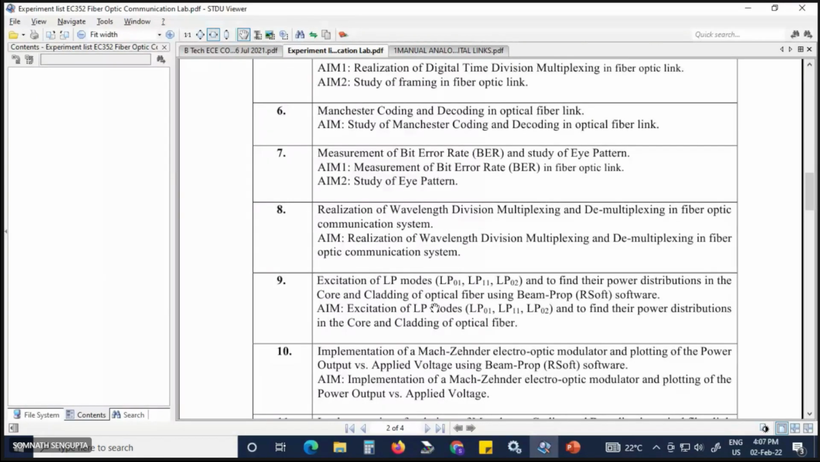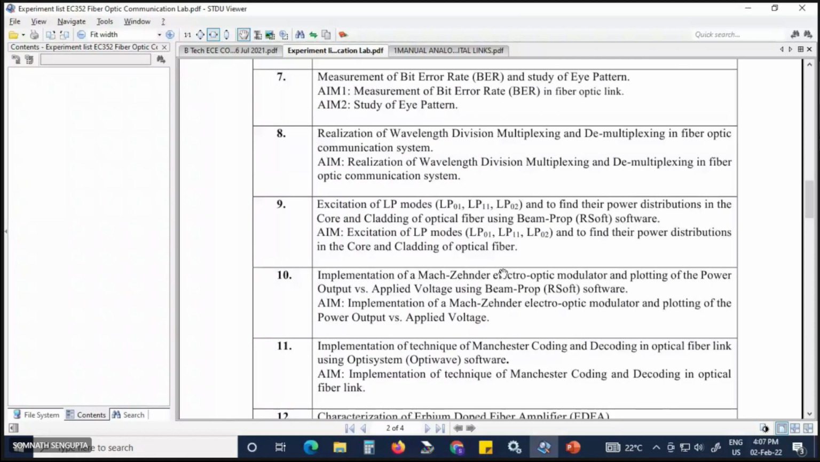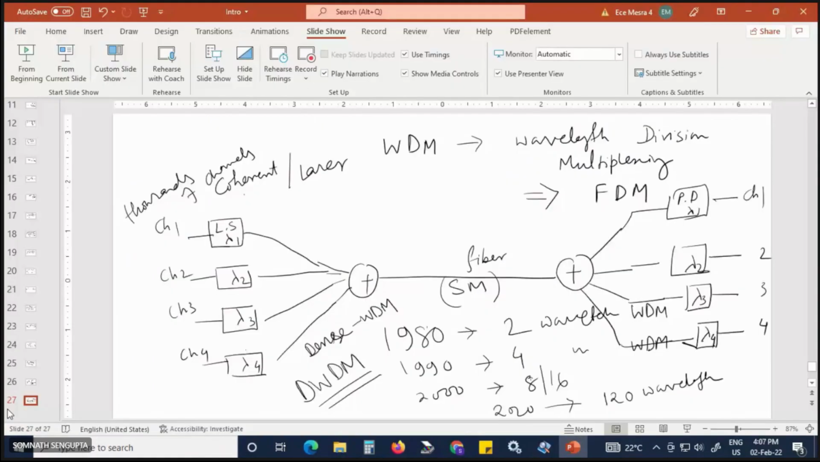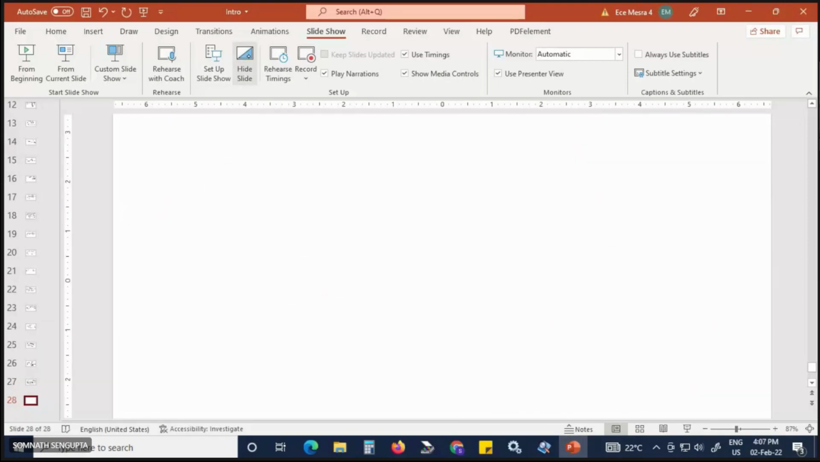The 9 and 10 experiment. In experiment 9, I told you about linearly polarized modes. Those modes will be visualized using LP modes.